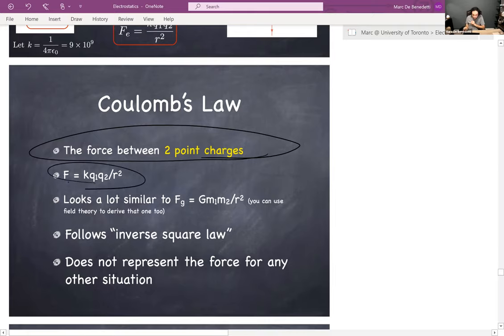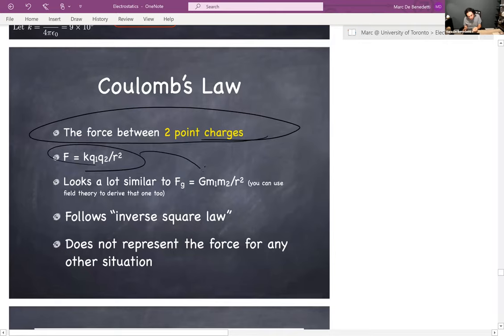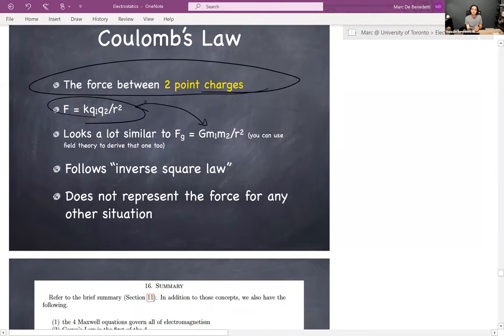There's the formula. It's very analogous in structure to the gravitational force. You can see now why Einstein died trying to unify the fundamental forces of physics, because they have very similar structures, and he did not believe that this was a coincidence. You can actually use field theory to derive GMm over R squared as well. It follows something called the inverse square law. We see this with most of the fundamental forces of nature.